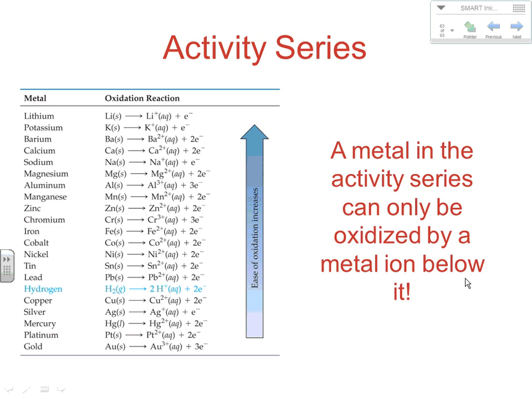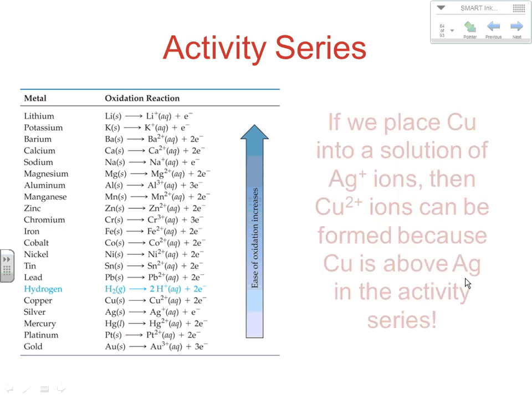So if I put lithium metal in gold ions, yes, that reaction is going to occur because the lithium is reactive enough to kick out the gold ions and take its place, and you're going to end up with gold metal forming. So a metal in the activity series can only be oxidized by a metal ion below it. And that's something you used last year.